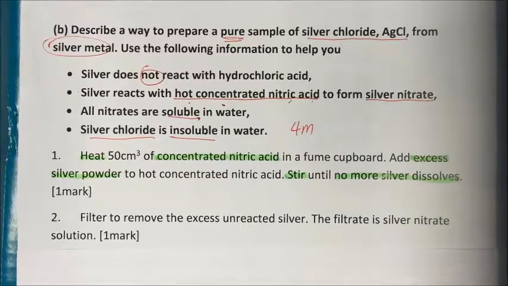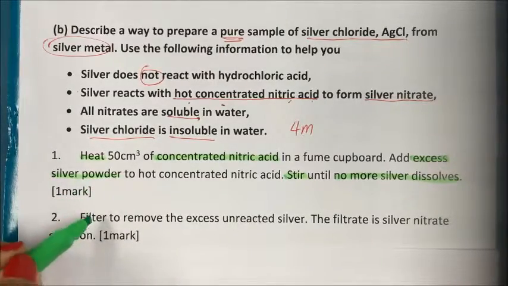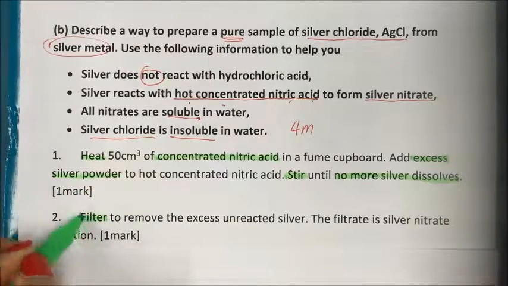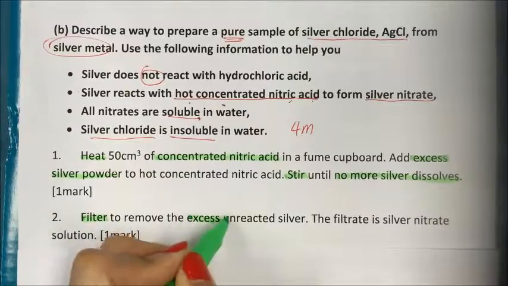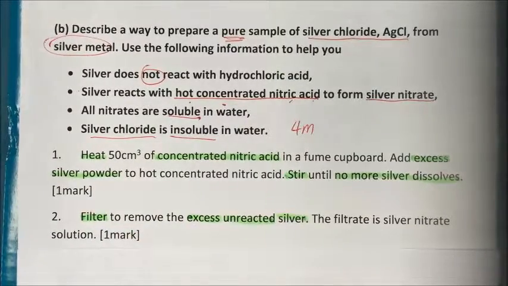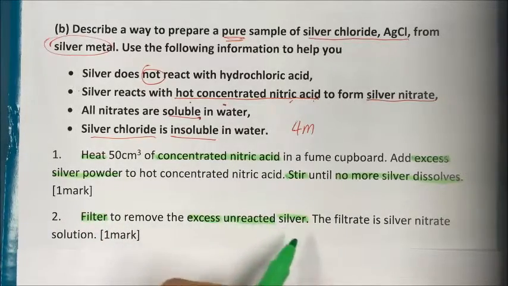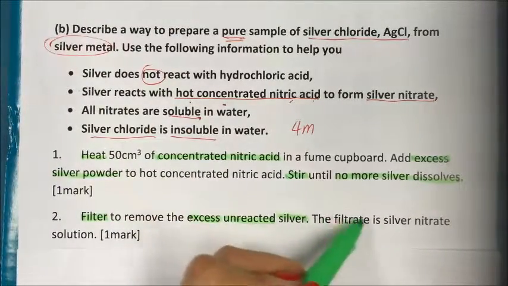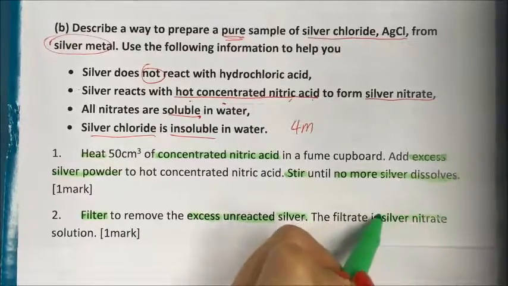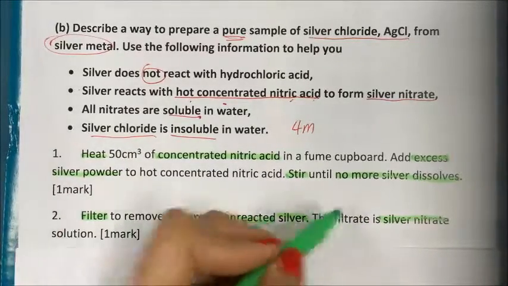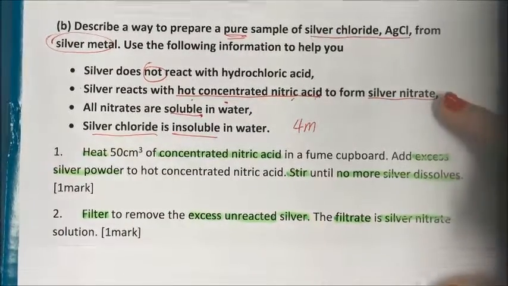Alright, second mark will go to telling the examiner that you need to filter to remove the excess unreacted silver. Alright, so after you filter away the excess unreacted silver, the filtrate, which is the solution left behind, is silver nitrate. The filtrate is silver nitrate.